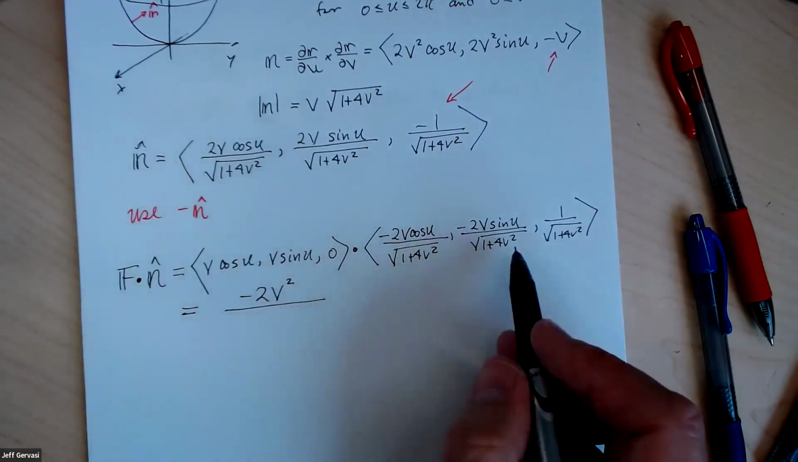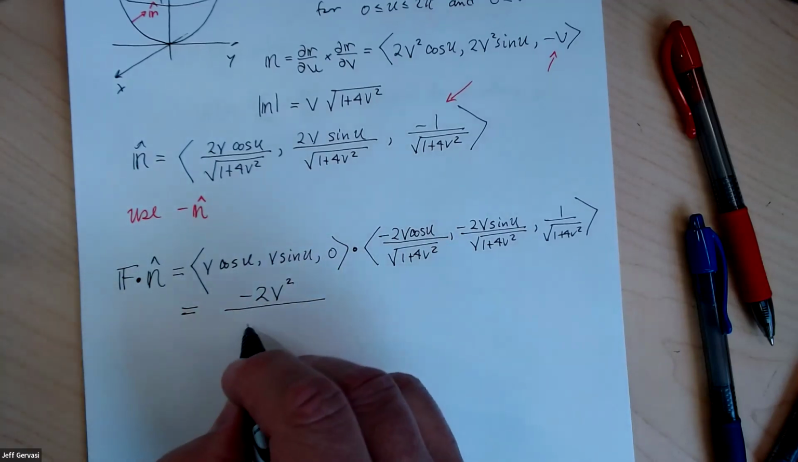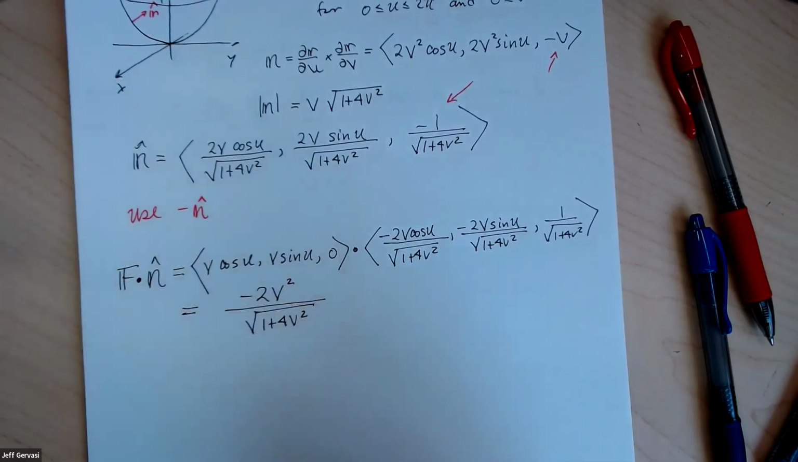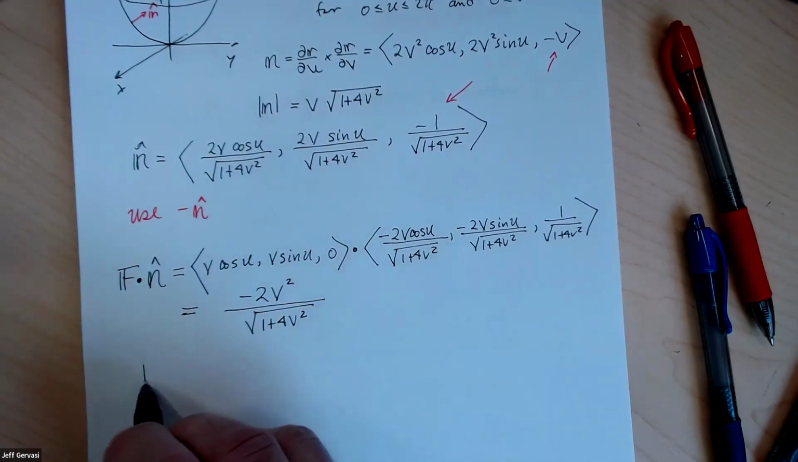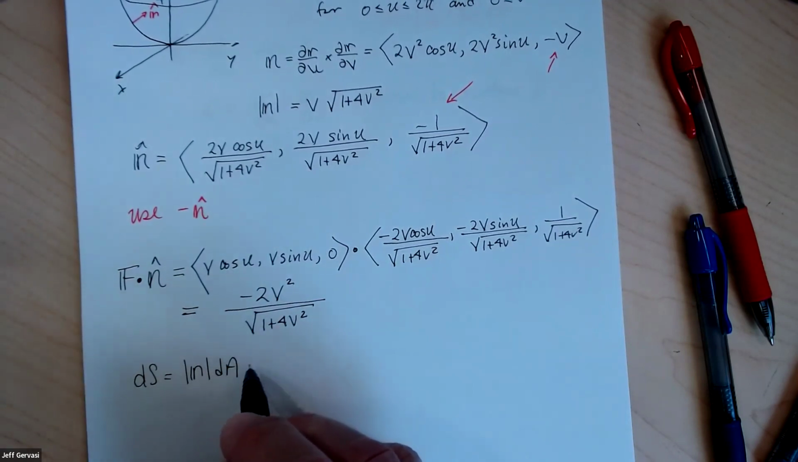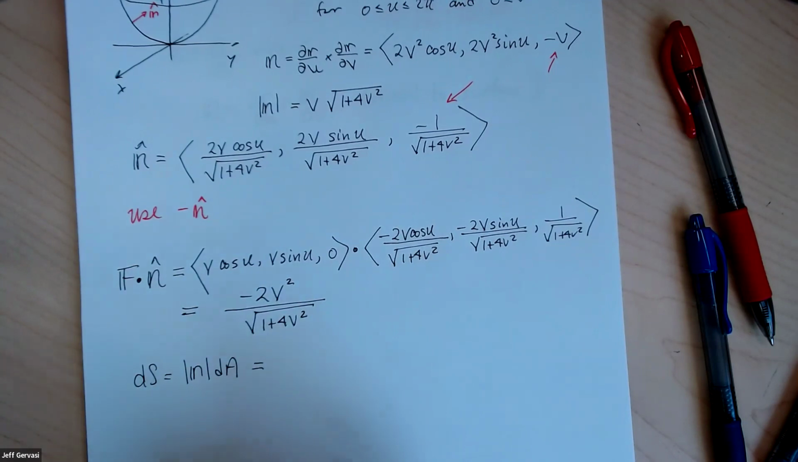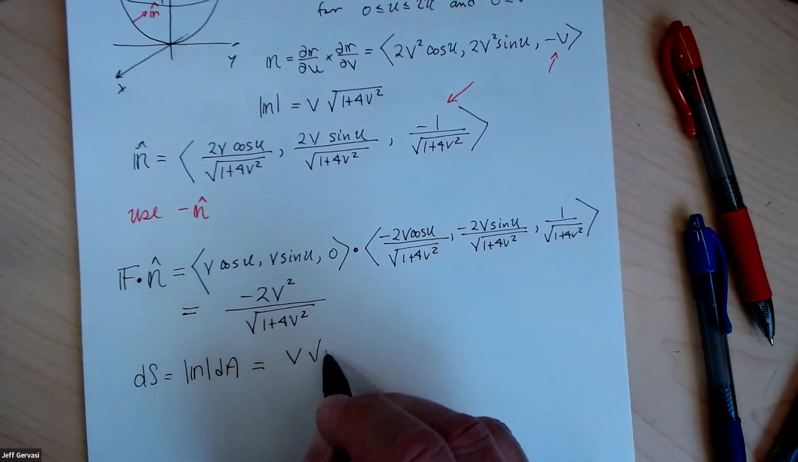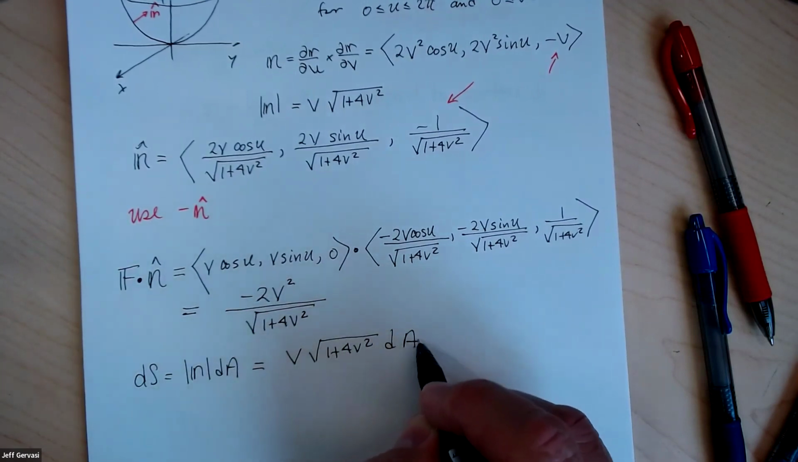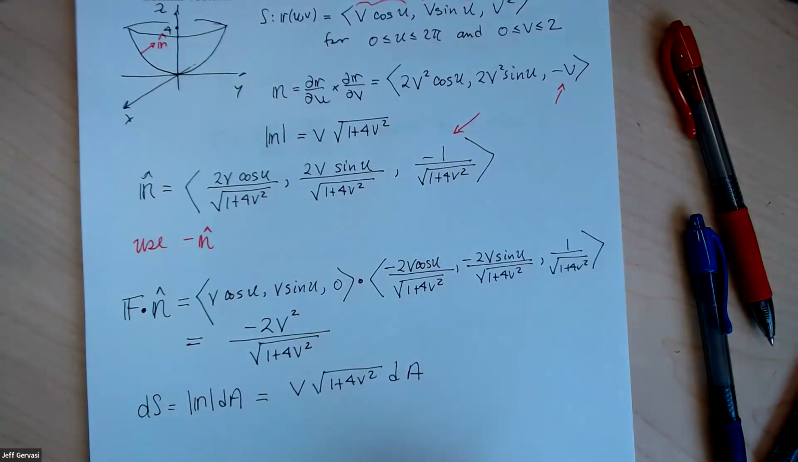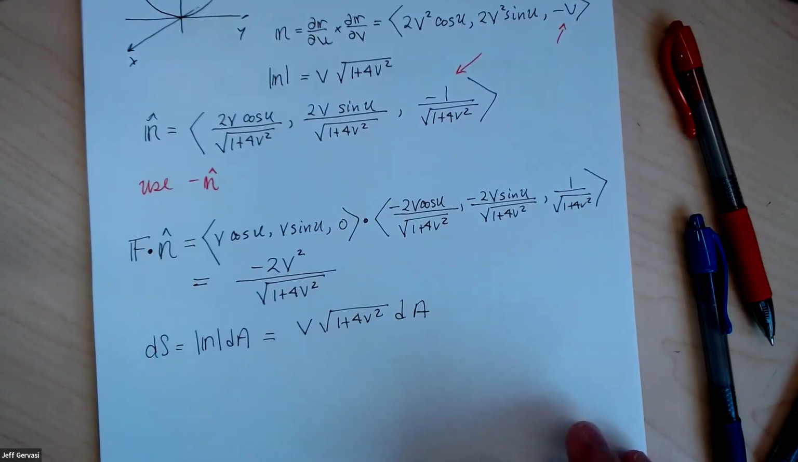Okay, and when I dot corresponding components and add them together and simplify, I get the following result. Okay. Now ds is equal to this. Okay, and notice I've got that right here. All right.